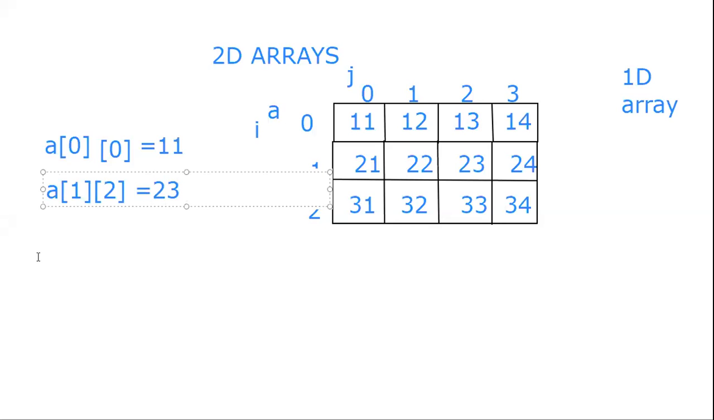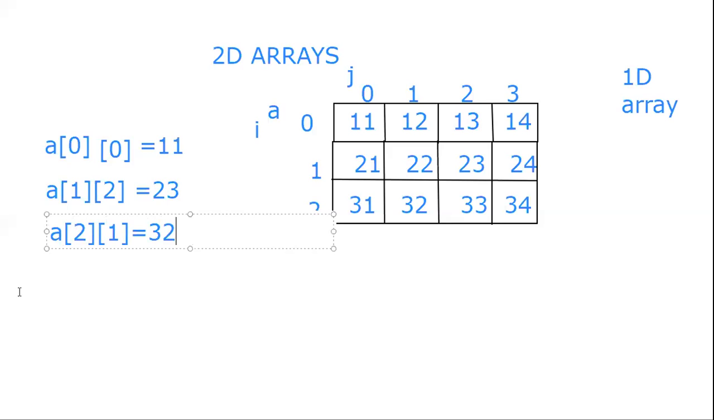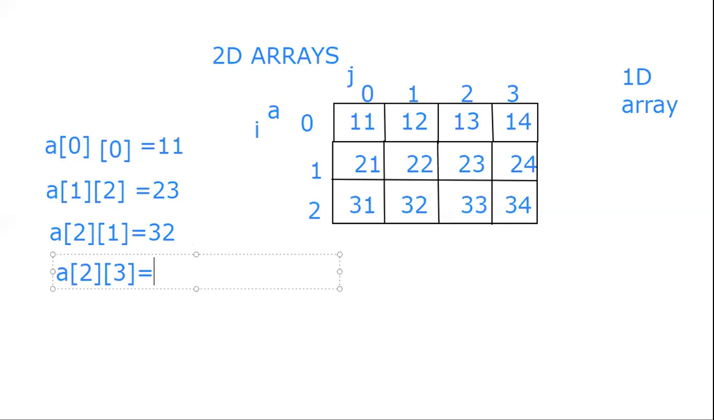What about 32? A of 2, 1. 2 is row number, 1 is column number. So A of 2, 1 will be 32. What about 34? A of 2, 3. Very good. So A of 2, 3 is 34.